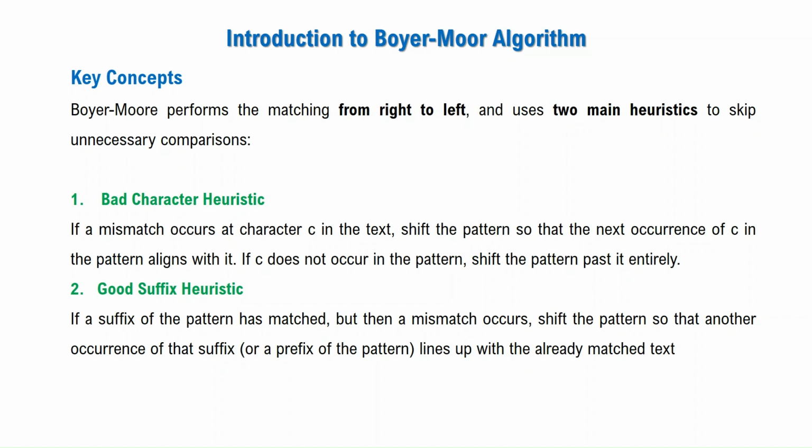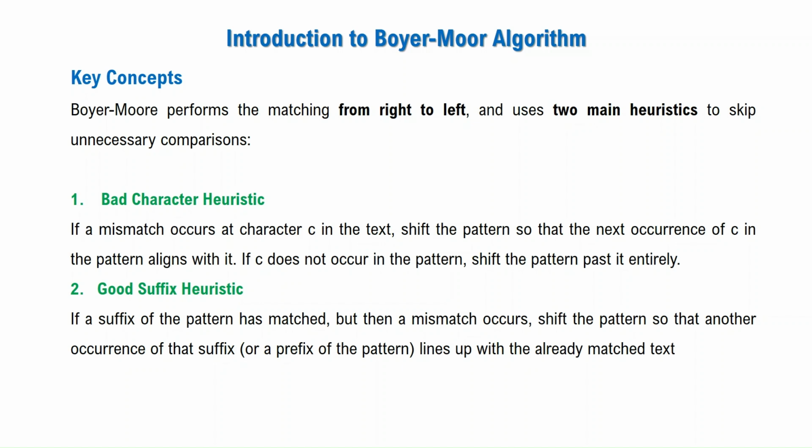One more thing is the good suffix rule, also called the good suffix table. Suppose you come to the end of the given pattern, part of the pattern matches, but a mismatch occurs. Let's say only two characters matched, and the next immediate third character is not matched. In that case, we shift the pattern so that another occurrence of the matched part, the suffix, lines up with the particular text.